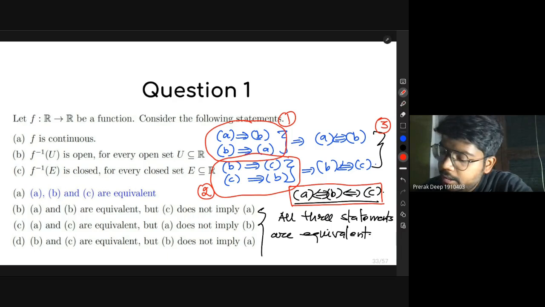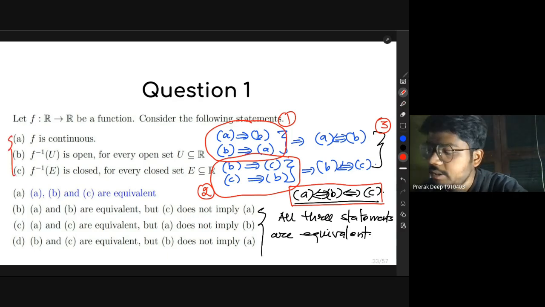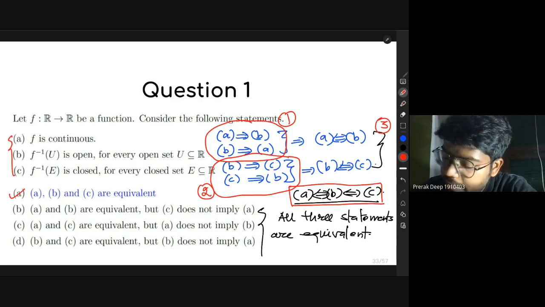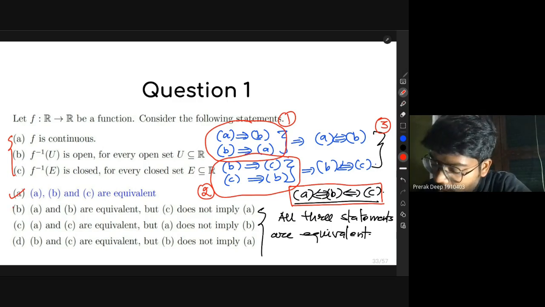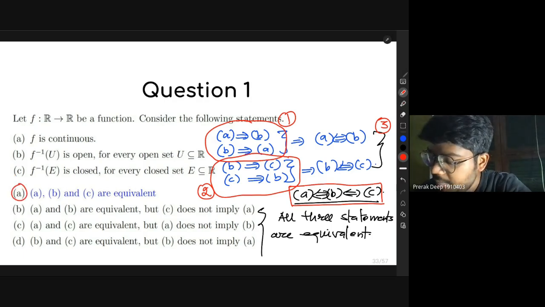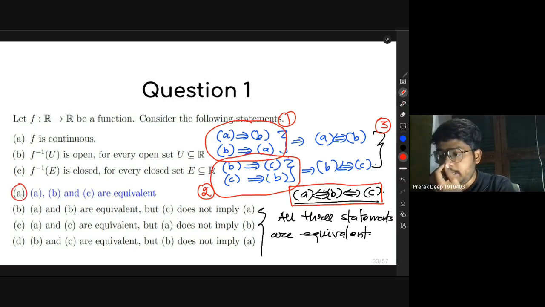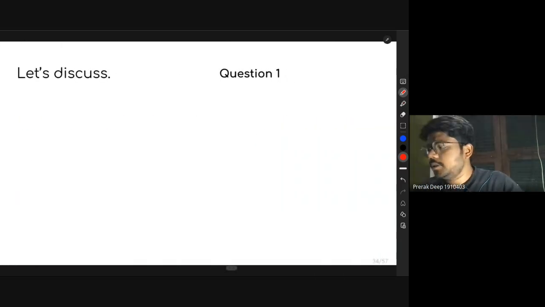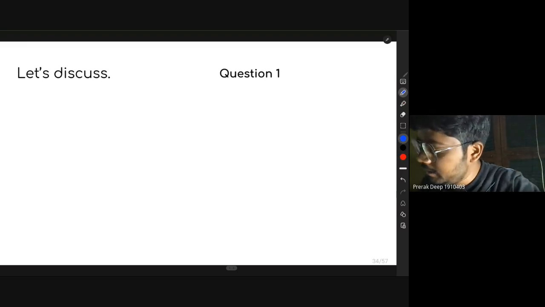What I'm saying is that these three statements are equivalent to each other. So that means the A part is true, all three options are equivalent, and we will prove the A option. We will follow this approach: first step, second step, third step, giving us the final desired result.